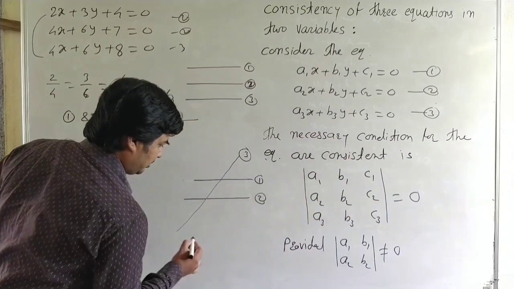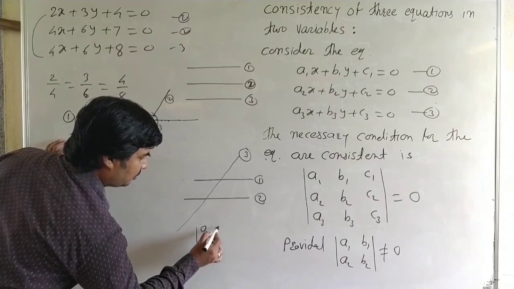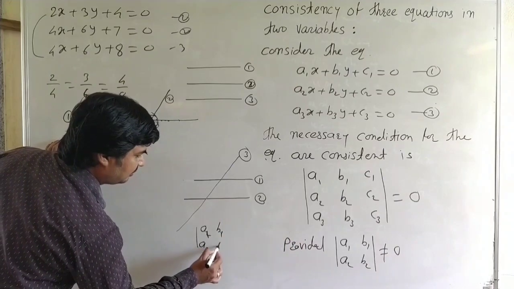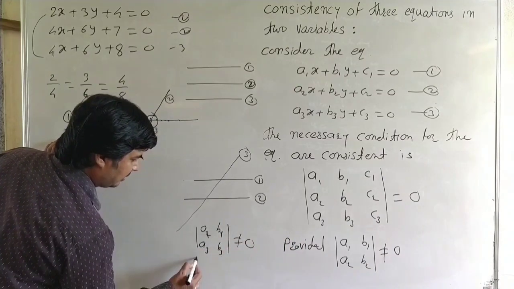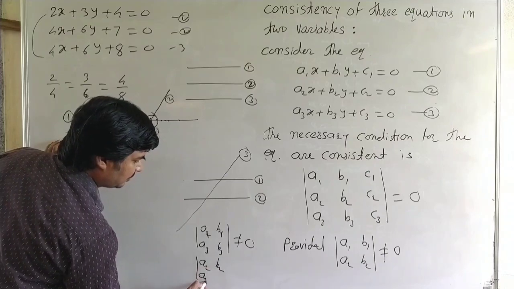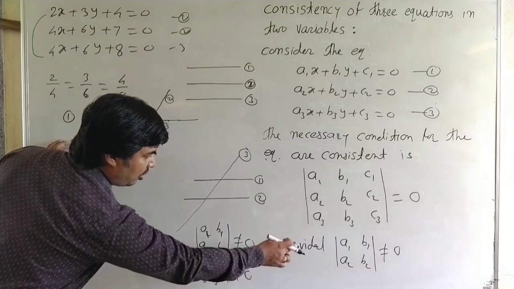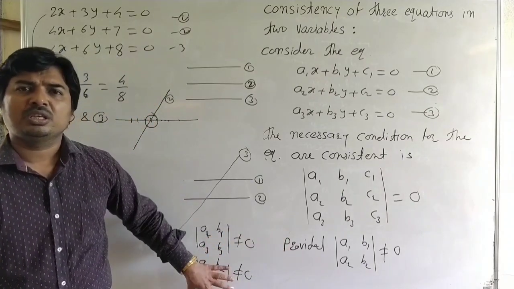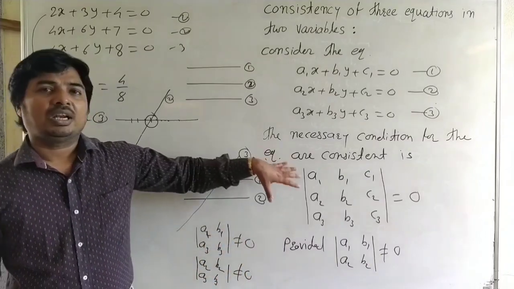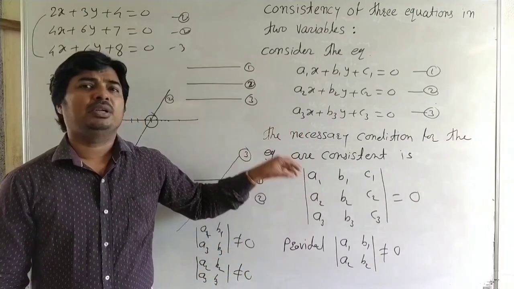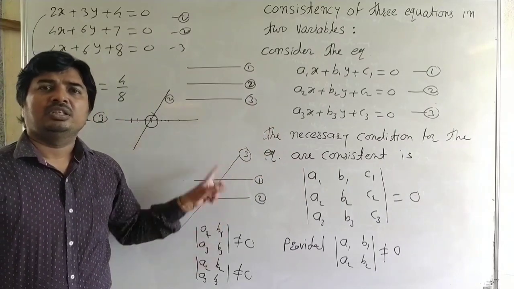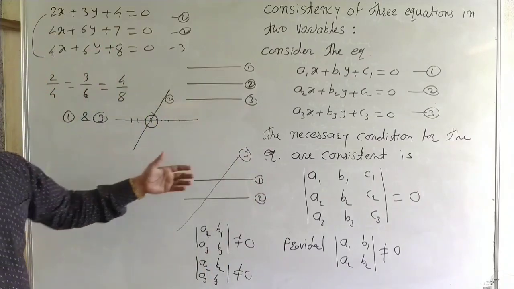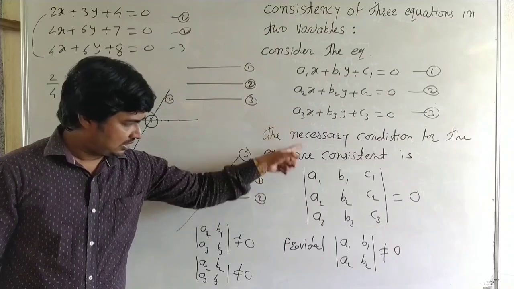If here we can take the determinant with rows a1 b1, a2 b2, and here we can take a3 b3 is not equal to 0, and a2 b2, a3 b3 not equal to 0. Okay, this determinant not equal to 0, or this determinant not equal to 0, or this determinant is not equal to 0. That means any two lines are not parallel. If any two lines are parallel, then there is no common solution, therefore lines are not consistent. Okay, here see carefully the condition for the consistency of the lines.